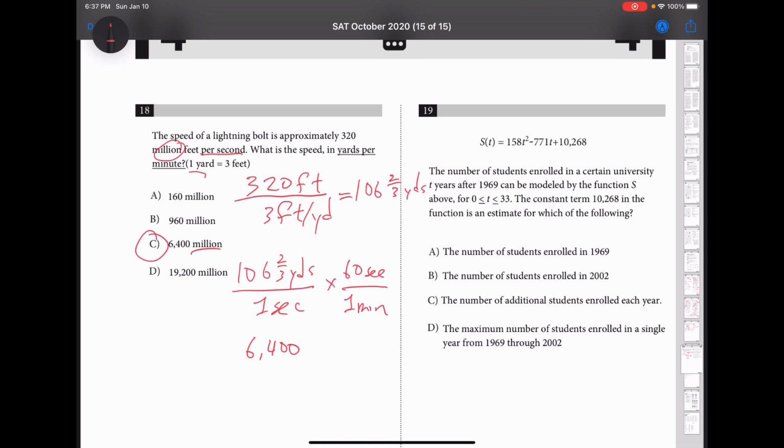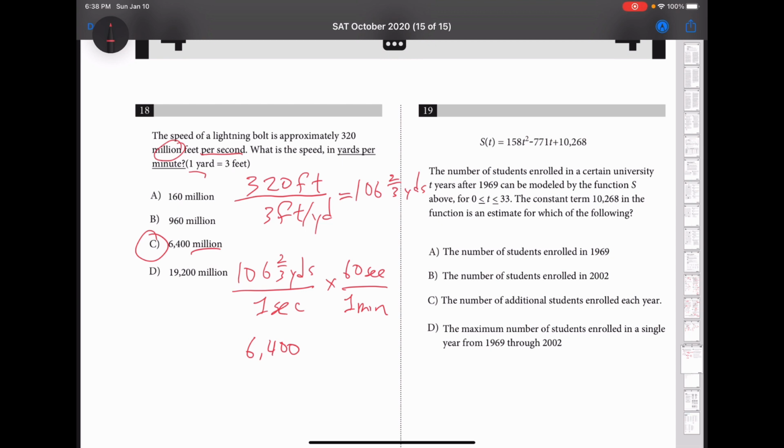For number 19, the number of students enrolled in a certain university T years after 1969 can be modeled by the function S above for 0 is less than or equal to T, less than or equal to 33. The constant of the term 10,268 in the function is the estimate of which of the following.